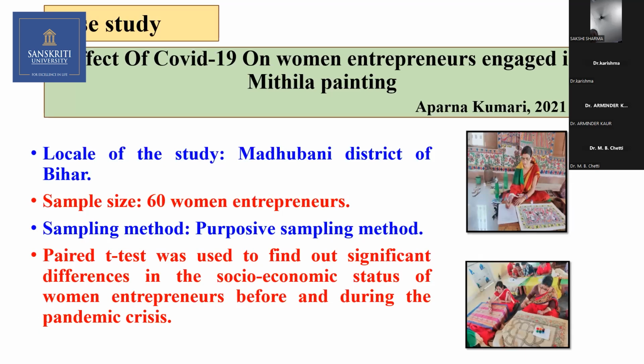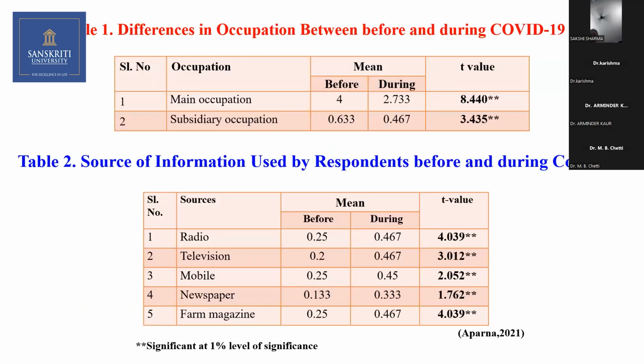60 women entrepreneurs have been selected during COVID-19. Purposive sampling method and paired t-test was used to find out significant differences in the socioeconomic status of women entrepreneurs before and during the pandemic crisis.